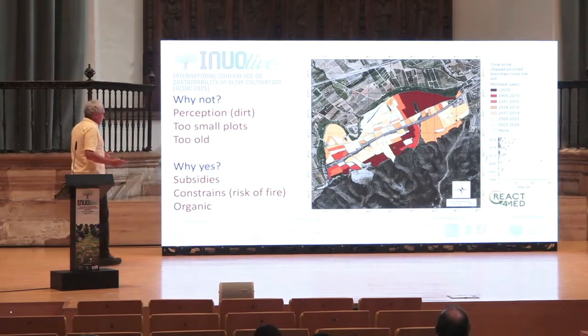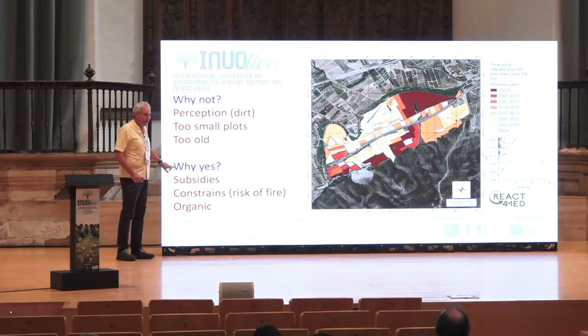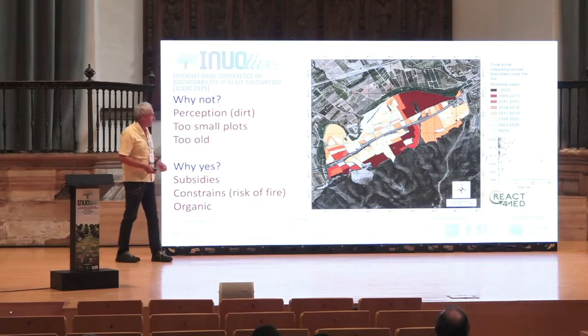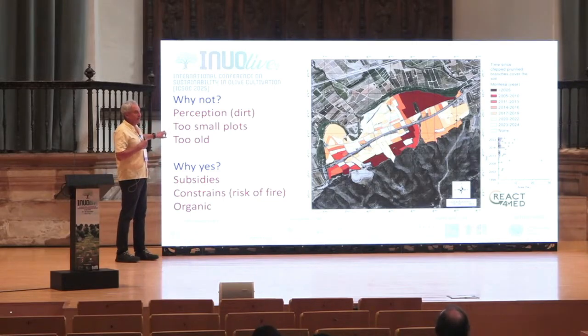But there are farmers that moved to this because of the subsidies, because the municipalities don't allow them to burn because of forest fire risk, and because some moved to organic farming and found that this is very positive. But there are many farmers that don't use this because of dirt. They consider that the chipped pruned branches are dirt, the plots are too small, the parcel is too small, and then you don't buy a tractor or rent a tractor for 15 minutes.